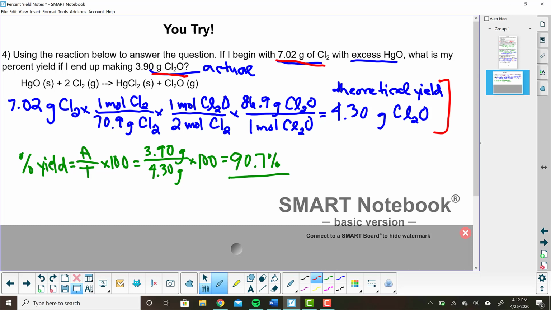Once I had the theoretical yield, the actual yield was in the problem, so then all I had to do was plug into my percent yield equation, and I came up with 90.7, which is a really good percent yield. So if you got that, awesome. If you didn't, please take a close look at my calculations here, compare them to yours, and see what mistakes you may have made. If you have no idea what's going on, before continuing to the next problem, you need to rewind this video and go watch the first part again.